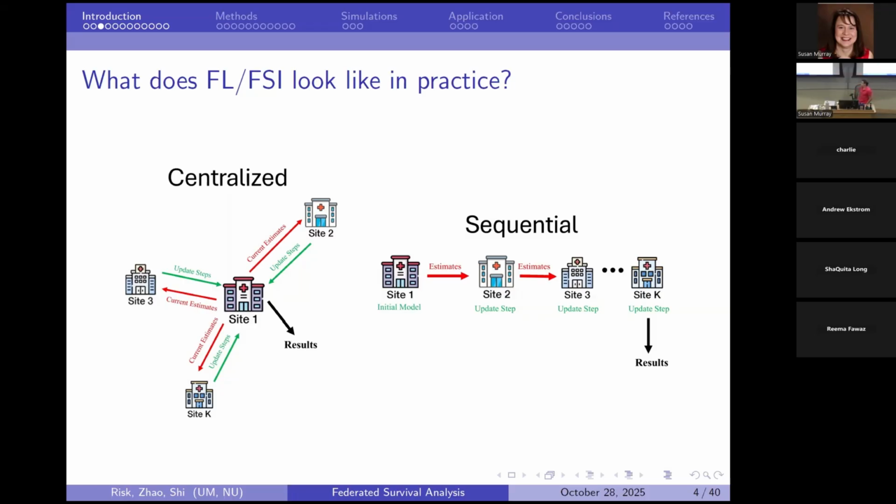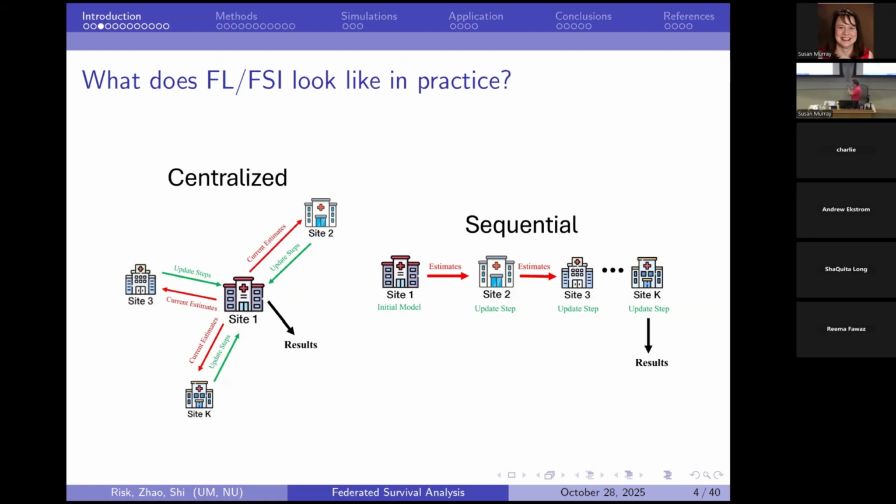We also have these sequential update processes where we have an initial model at the first site that gets passed to the second site. They apply an update step, and that gets passed on the line until all the sites' data have been incorporated. Two things about the sequential approach that I would mention is, first of all, there's a really strong analogy here between this and something called online learning, where data arrives in batches. So there's more of a temporal element to it. And yeah, I'd say that's the main thing that I would say about that sequential process.